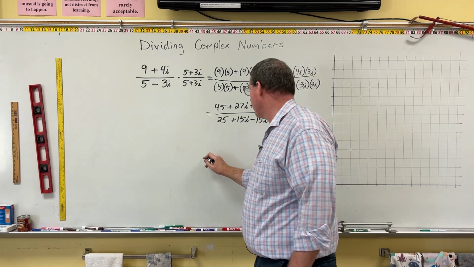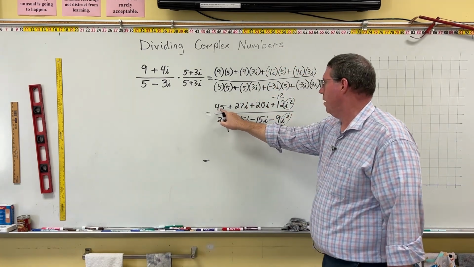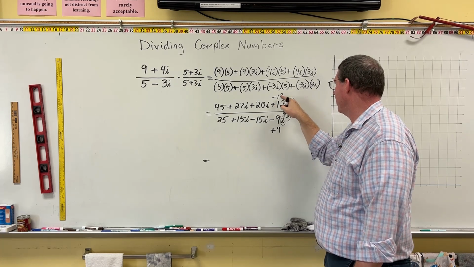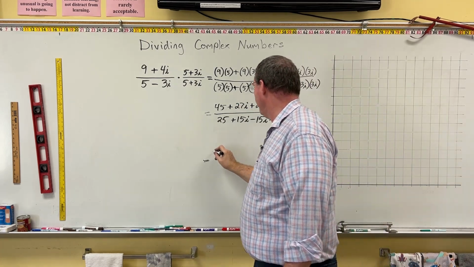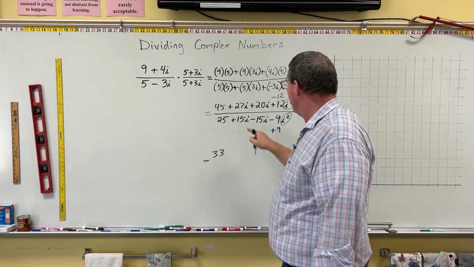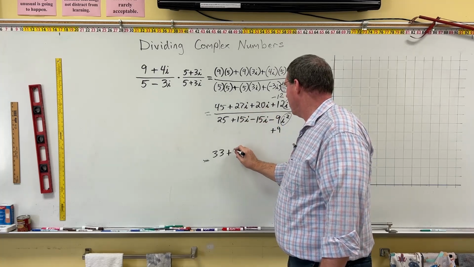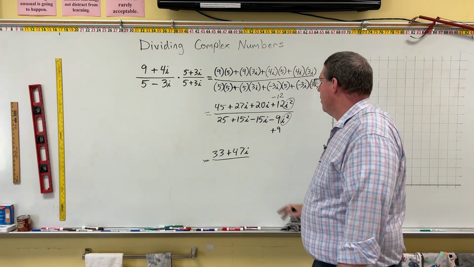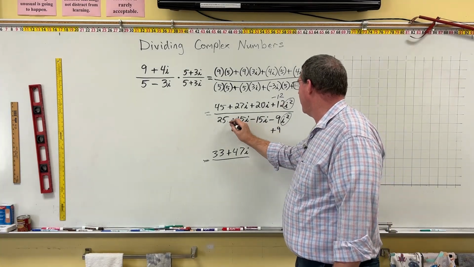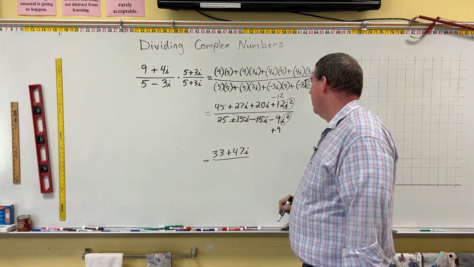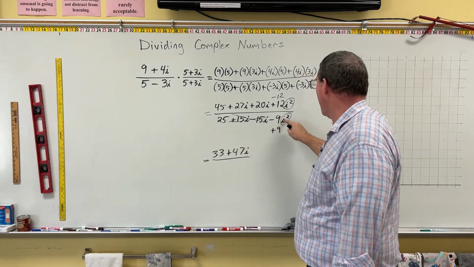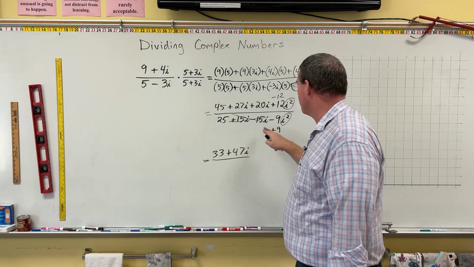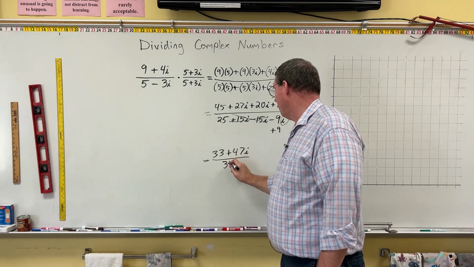So this is ultimately going to become 45 minus 12, because this 12i squared is going to become minus 12. 45 minus 12 is 33. 27i plus 20i is plus 47i over this. The plus 15i minus 15i cancel out. And we have 25, then this minus 9i squared, the i squared becomes negative 1. Negative 1 times negative 9 is plus 9. So 25 plus 9 is 34.